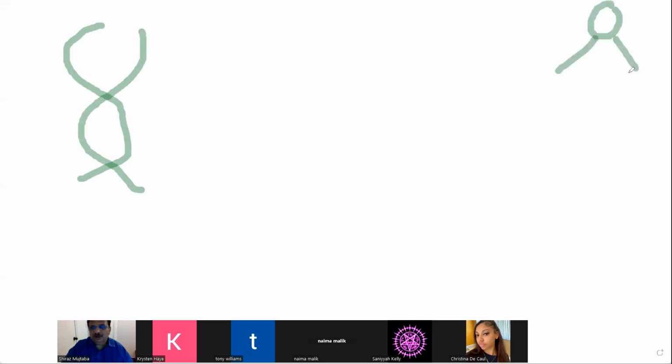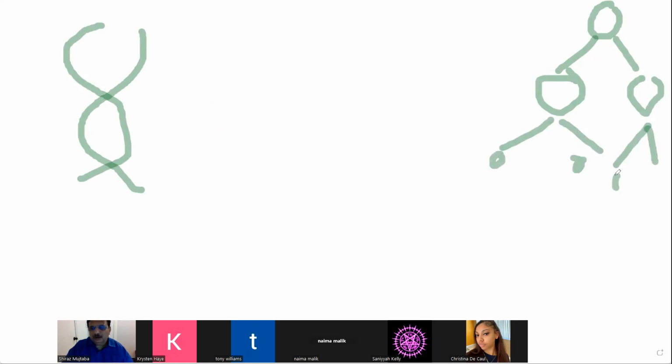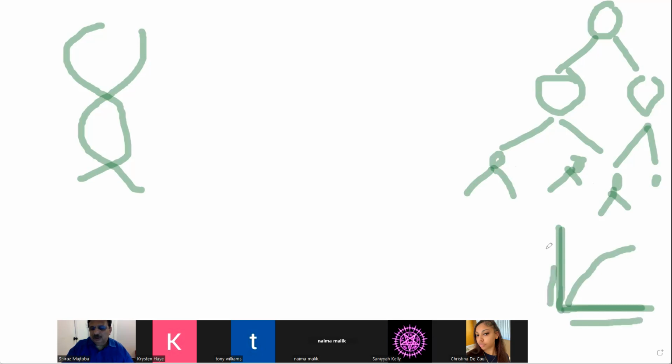One cell divides into two, then two cells divide into four, and four into eight and eight into sixteen. So ultimately, the cells grow logarithmically. If this is the time, and this is the number of cells, then cells grow kinetically, logarithmically in this way.